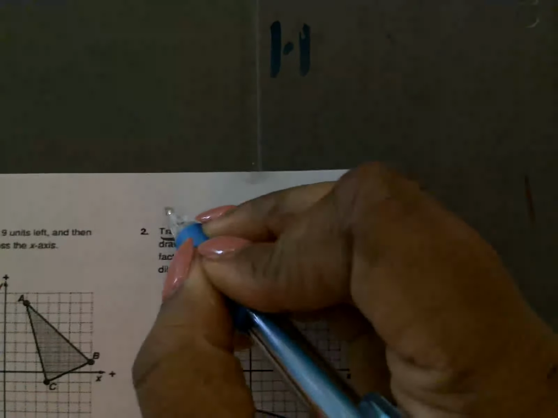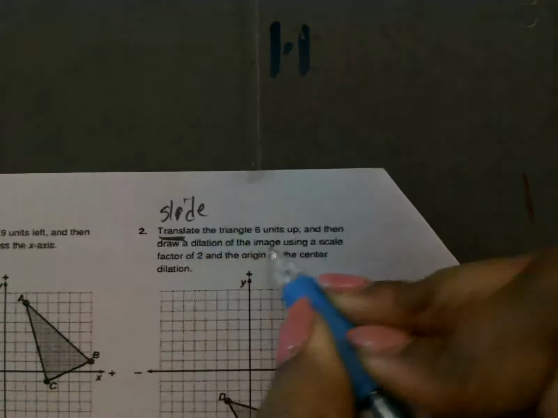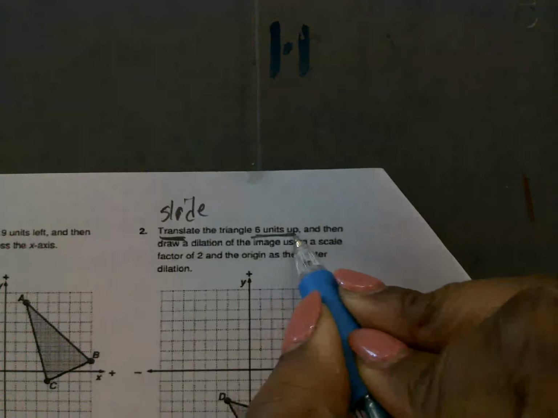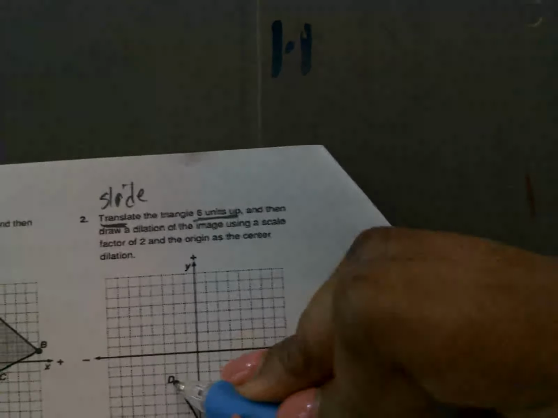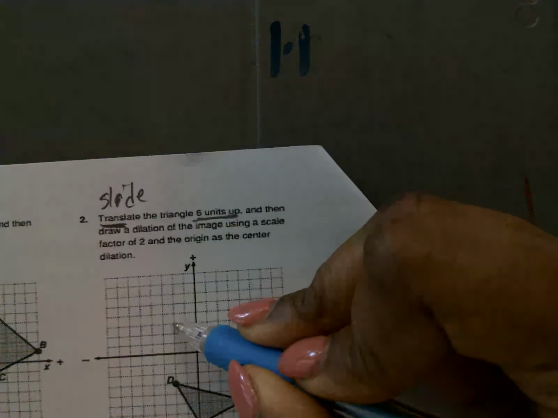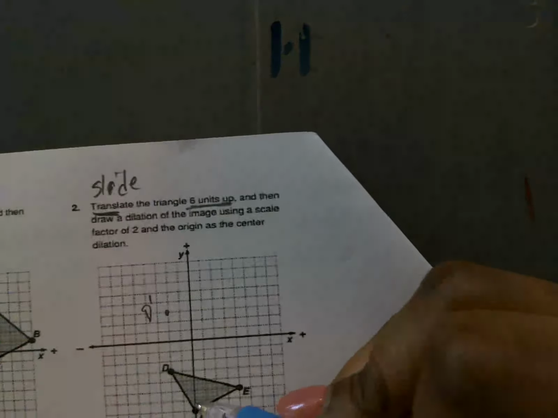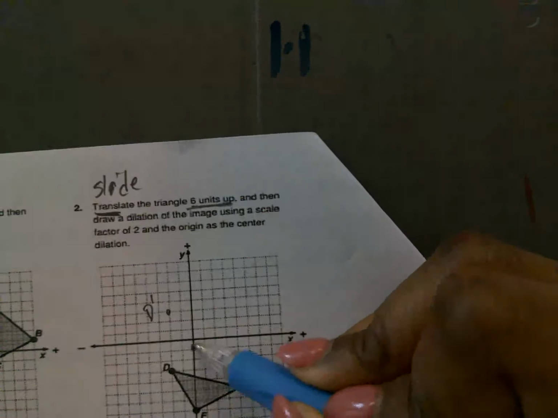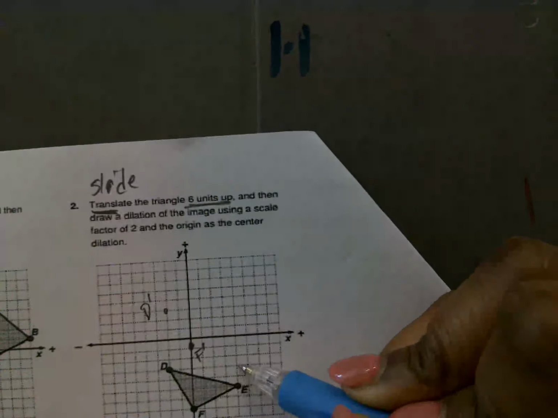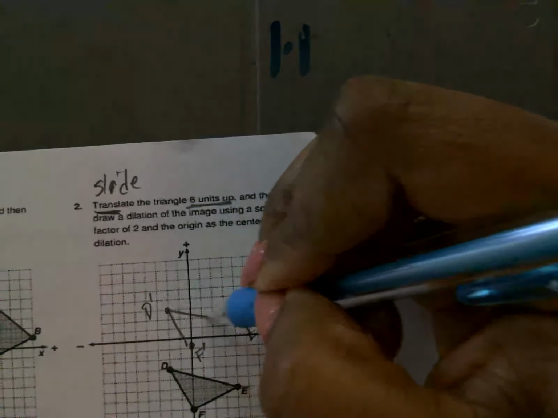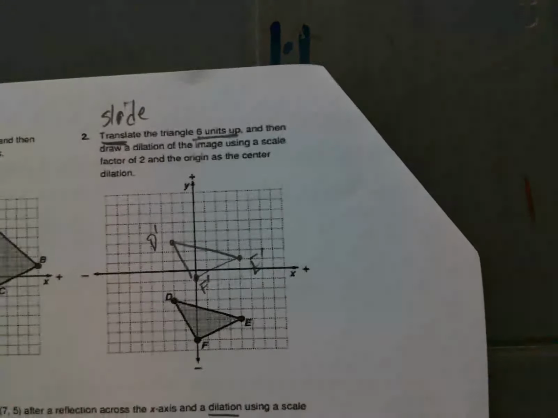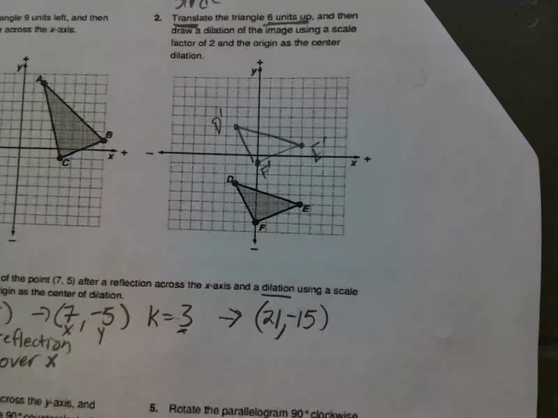Translate means to slide, folks. So when we're sliding, okay, we're going to slide every single thing 6 units up. So from here, everything is going to go 6 units up, okay? So D, 1, 2, 3, 4, 5, 6. This is D prime. F, 1, 2, 3, 4, 5, 6. This is F prime. E, 1, 2, 3, 4, 5, 6. This is E prime. Okay? So translate means to slide. I'm going to pause to give you a chance to slide every single one of those points up 6 units.